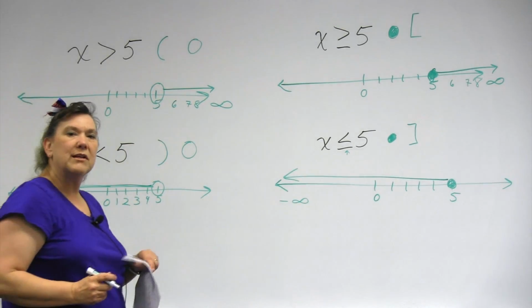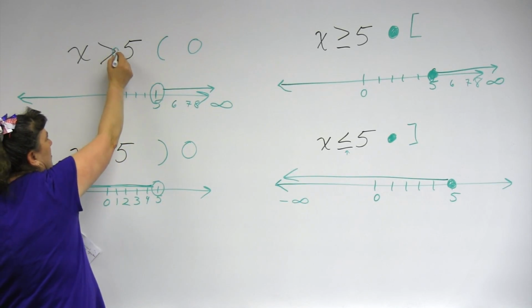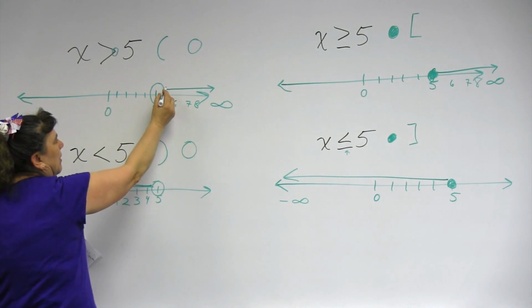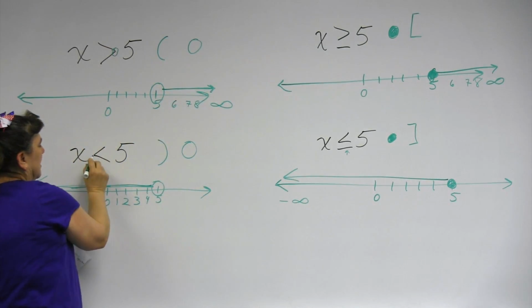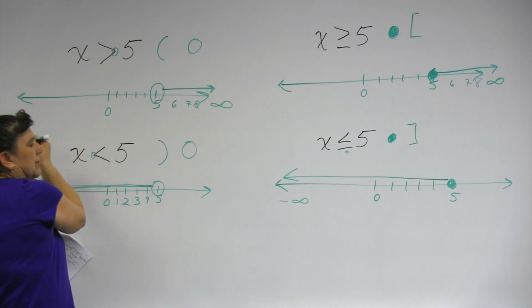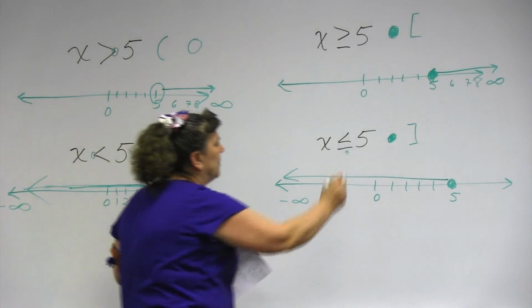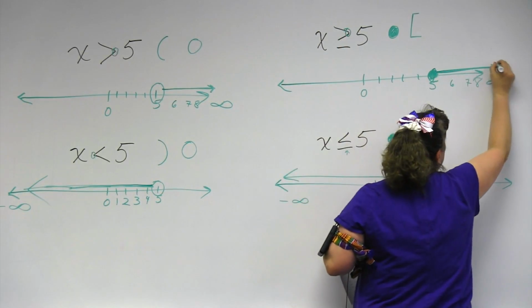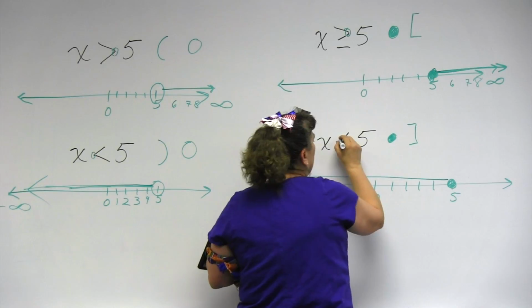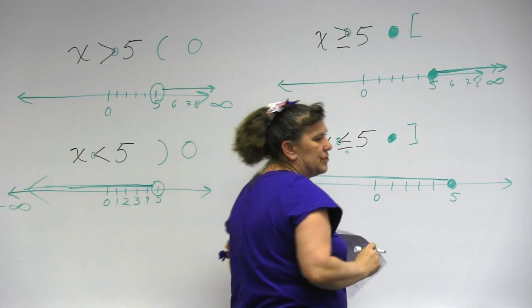Another easy way to look at this, guys, is look at the point of the arrow right here. See that arrow point? That arrow point points in the direction your solution goes. See this arrow point? It's pointing to the left, and that's the direction of your solution. Up here, the arrow point is pointing to the right. That's your solution. The arrow point here is pointing to the left, and that's your solution.